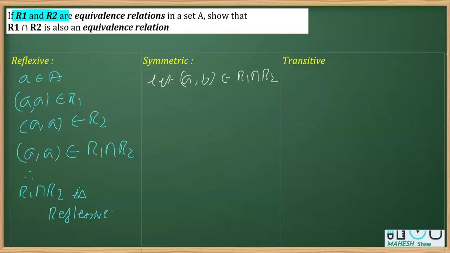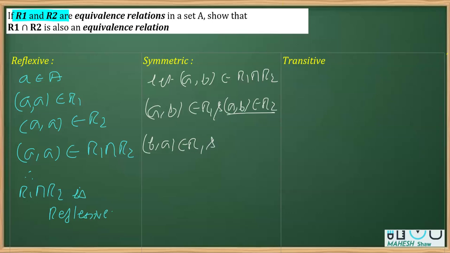Now, first of all, since (a, b) belongs to R1 intersection R2, it means what? If (a, b) is present in the intersection of two sets, that means (a, b) is present in R1, and this (a, b) must also be present in the set R2. Now, if (a, b) is present in set R1, I can say that (b, a) also belongs to R1.